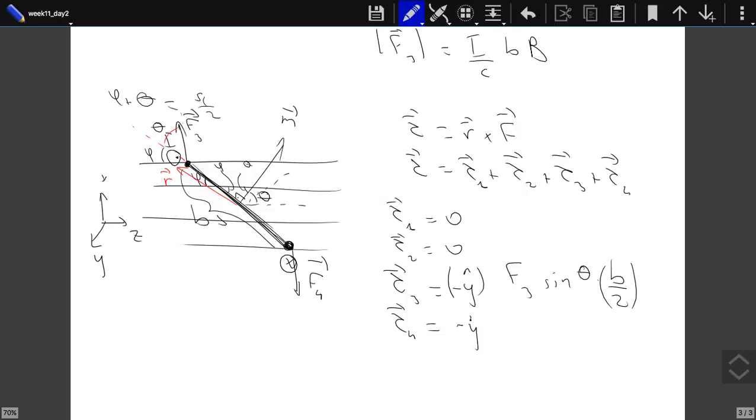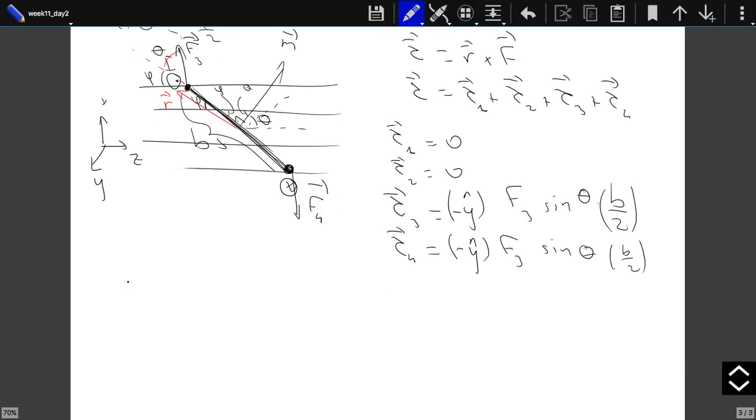And the torque due to F4, what is its direction? The same. It's in the minus y direction. Its magnitude is also the same as F3. Again, sine theta times b over 2. So the total torque acting on my system is in the minus y direction.